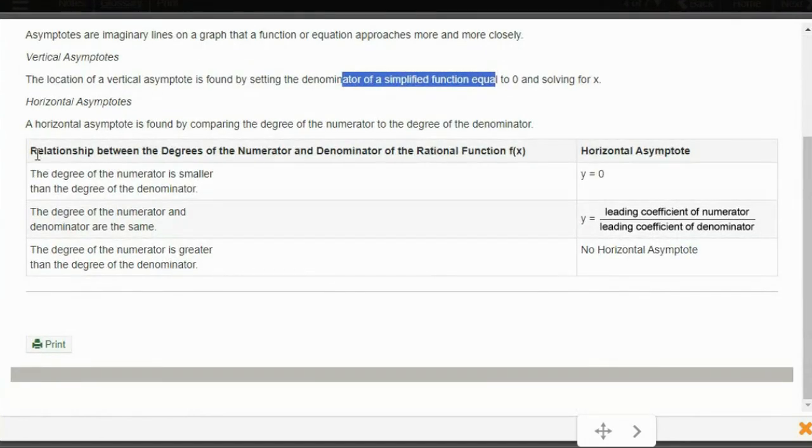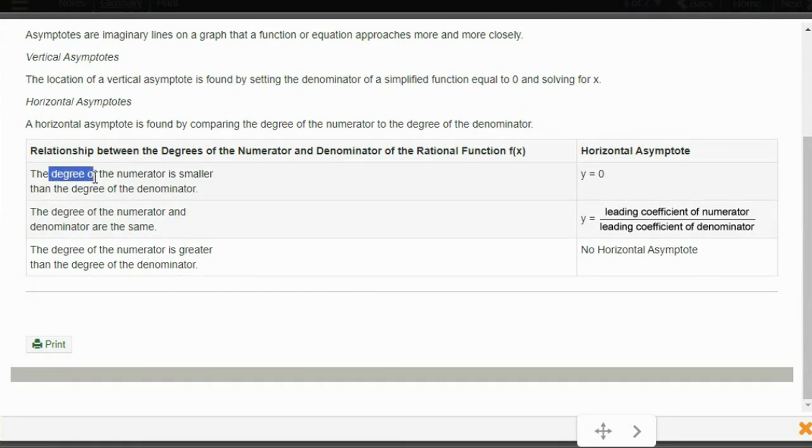And then here's that little chart. If you want to copy this chart, or if you have a printer, just print this chart, put it in your notes. There's how you tell the horizontal asymptote. It's not complicated. You just have to pay attention to the details. And the more you do it, the easier it gets, because you understand it more and more and more.